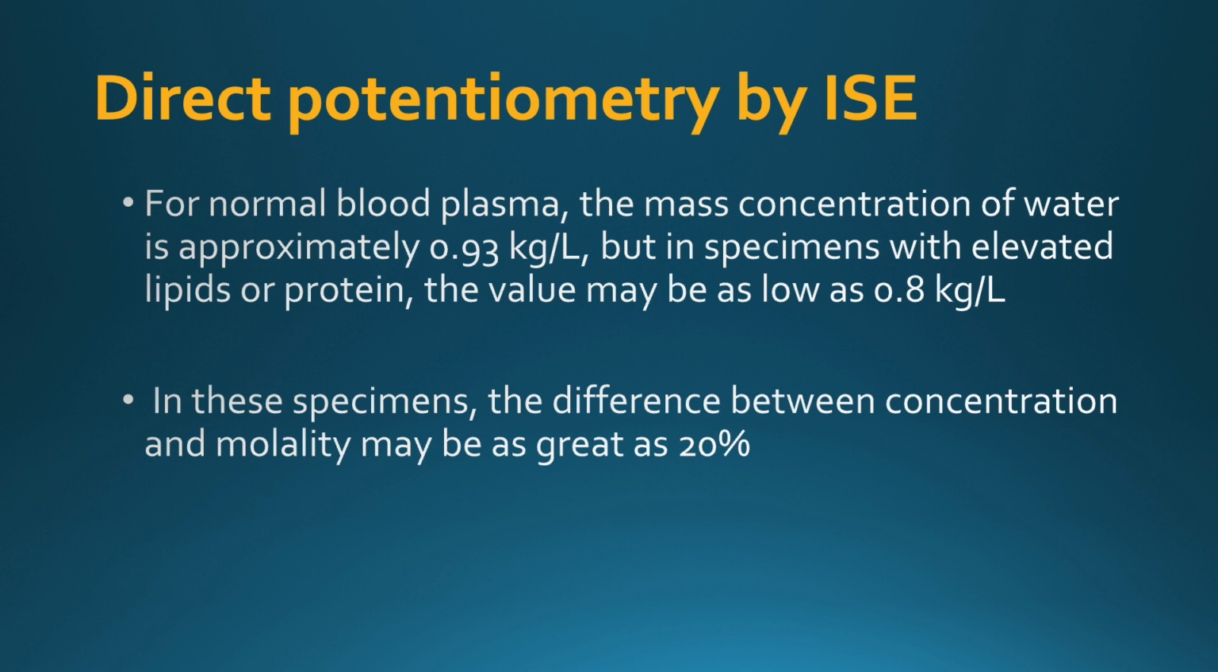plasma. Plasma is made of what? Water fraction, and this is the major fraction, approximately 93%, and only 7% is made of solid components, which are basically the blood cells themselves, and we have the lipids and the proteins. Now when lipids and proteins are present in excess, this factor will be affected, which is the mass concentration of water. Exactly. So this will make a greater difference between the concentration in millimole per liter and the molality of the analyte. Okay.